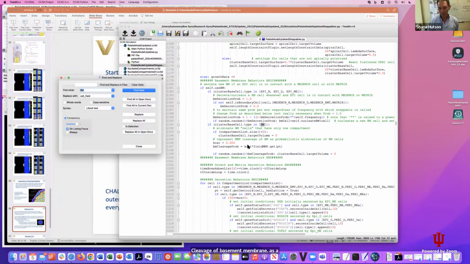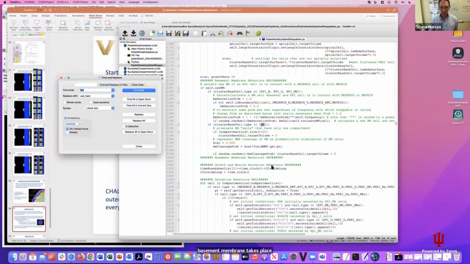We have a probability for that. If we choose a random number and it's less than that probability, then we take the basement membrane, which is our cluster base cell here under this if statement, and we just set its target volume to 0. So we can cleave the basement membrane by just taking one of its parts and setting its target volume to 0. If there's an isolated part that doesn't have a match, it's going to die off. And we're continually generating new basement membrane the whole time. That's how the motility of the basement membrane takes place.